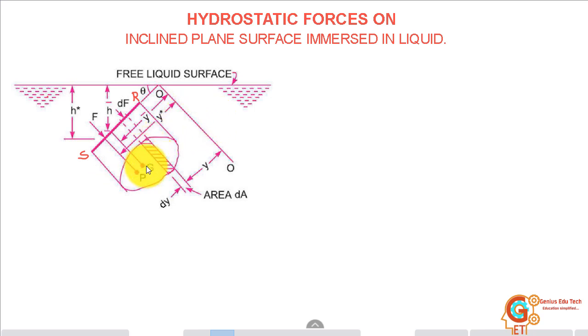Let G be the center of gravity of this arbitrary shape which is inclined to free surface of liquid, making an angle theta here. The distance of Cg from the free surface of liquid is h bar, and P is the center of pressure whose distance from free liquid surface is h star. Consider an axis OO. Let y bar be the distance of center of gravity from axis OO and y star be the distance of center of pressure from OO.